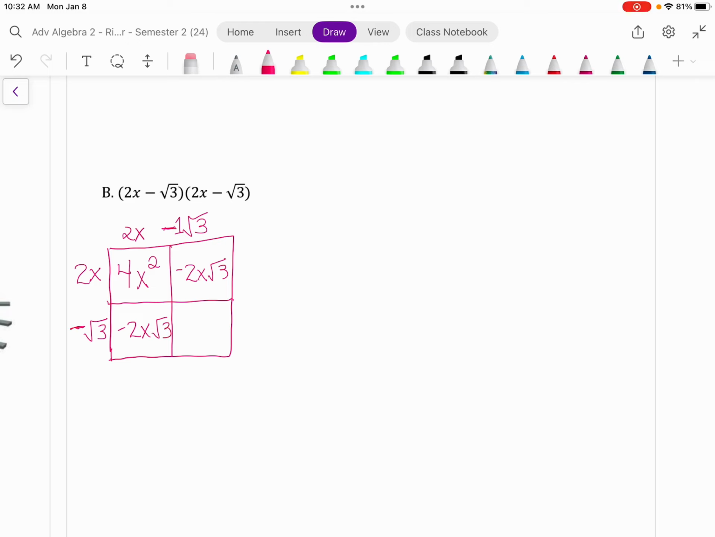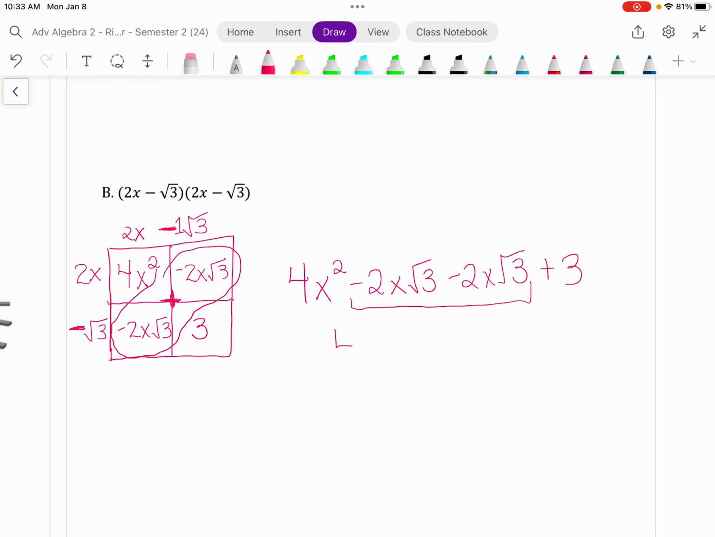And then the last one, a negative times negative makes this positive. Square root of 3 times square root of 3 is just 3. And then I add my like terms here in the middle. So negative 2 plus negative 2 is negative 4. If you want to write that out in 2 steps instead of 1, it would look like this. I'm going to combine those like terms. For this as my final answer, 4x squared minus 4x square root of 3 plus 3.